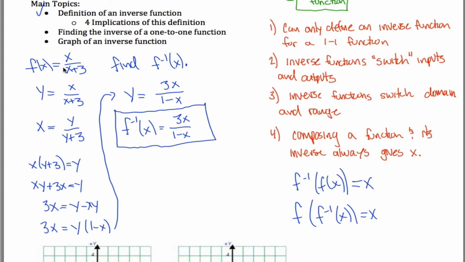This is just for one example, but I'll go through more examples as I go through the chapter to show you how to do this process on different functions. The steps will remain the same. It'll be this process where you're solving for y that'll be different depending on the equation you have.